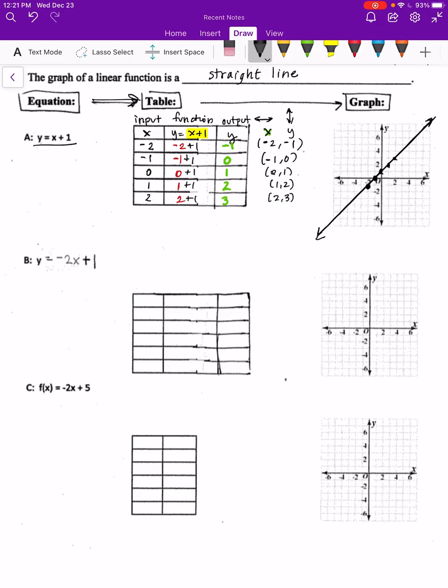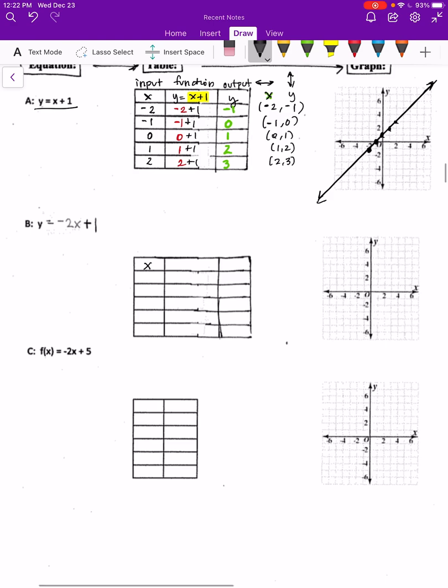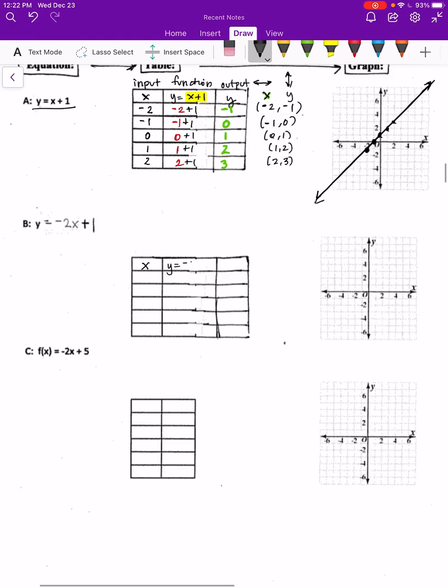All right, so here we go. Next one. My input would be x. My function this time is y equals negative 2x plus 1. And my output would be y.